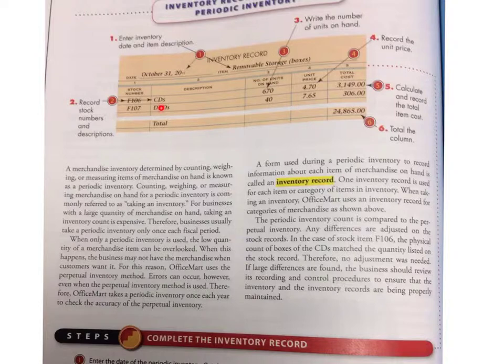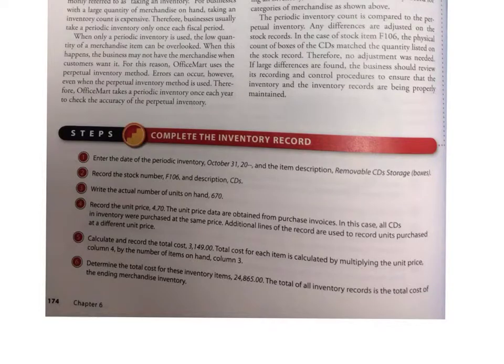So you enter in the date, the category, then they go in and they count, okay, how many DVDs do we have? It was item number this, or excuse me, CDs, item number this, CDs, we counted, we have 670 on hand. The price for us is $470 each, multiply that out, we have $3,149 worth of CDs. Do the same thing for DVDs, and then a total for this category, okay? Pretty simple. And that's it for the first section here on Chapter 6.